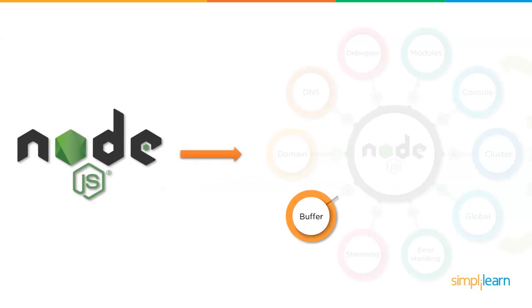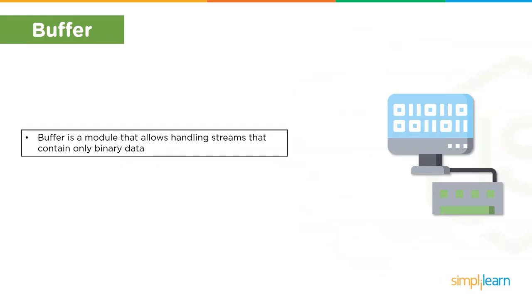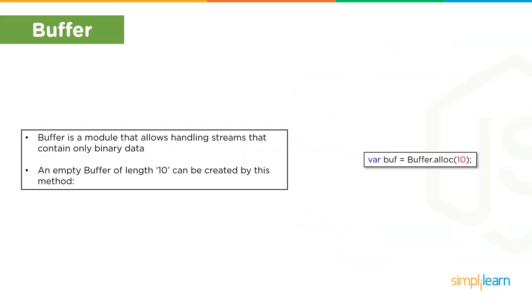Moving on to the next component, buffer. The JavaScript language has no mechanism for reading or manipulating streams of binary data. Buffer is a module that allows handling streams that contain only binary data. An empty buffer of length 10 can be created by this method.